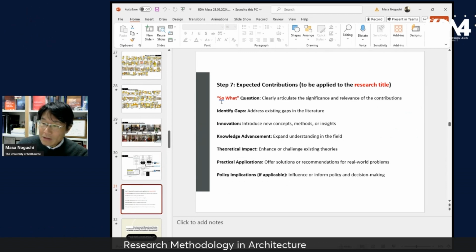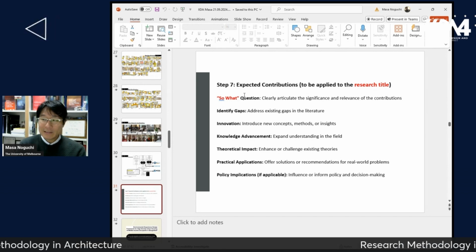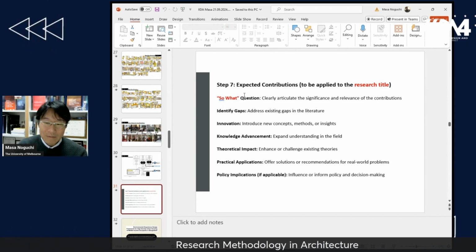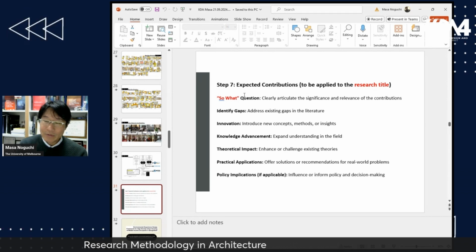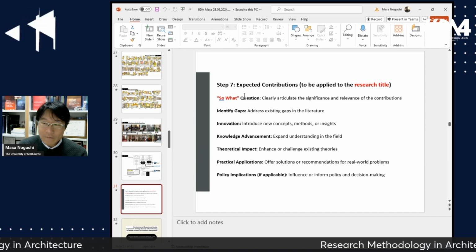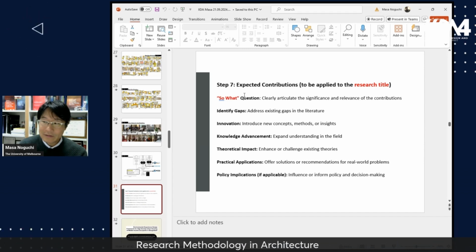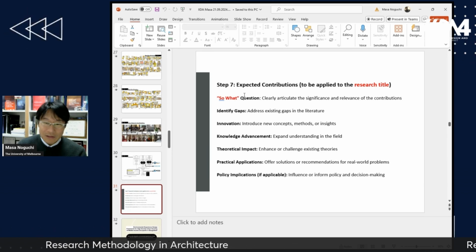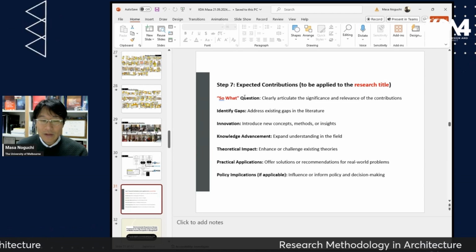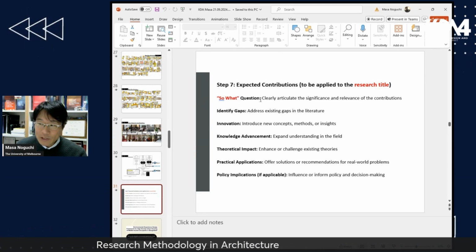Now, let me move on to the last step, which is step 7. Step 7 could be included in the early step of the rationalization of the study, the rationale for the study. But I intentionally separated it for the purpose of articulating the significance of these questions.